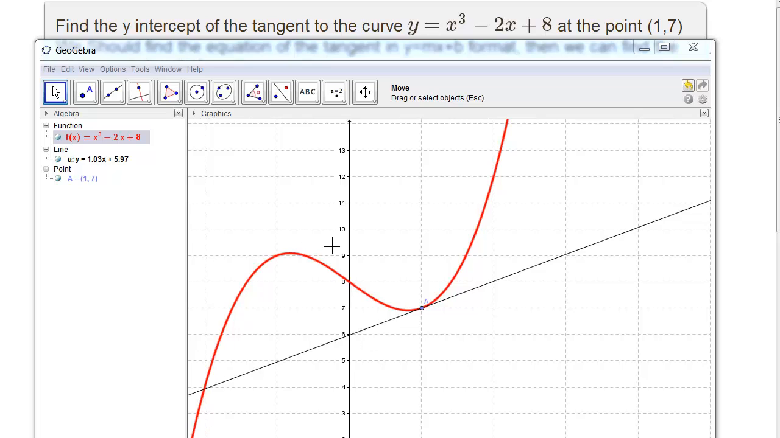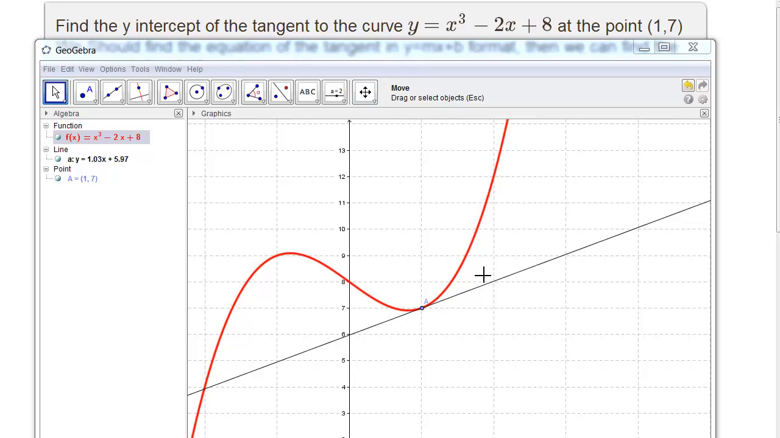There's our cubic curve right there, and here's point A. I've constructed a tangent at point A and slid it to the x-coordinate 1, y-coordinate 7, and I can see that this has a y-intercept of 6. What we need to be able to do, though, is do this algebraically.